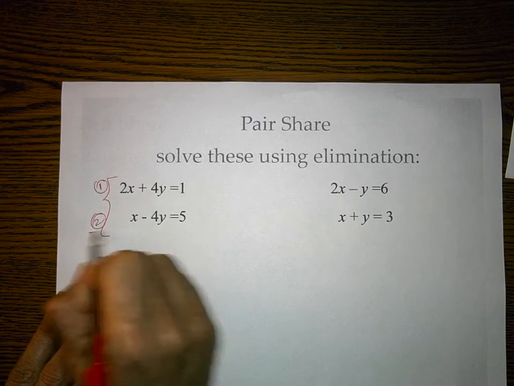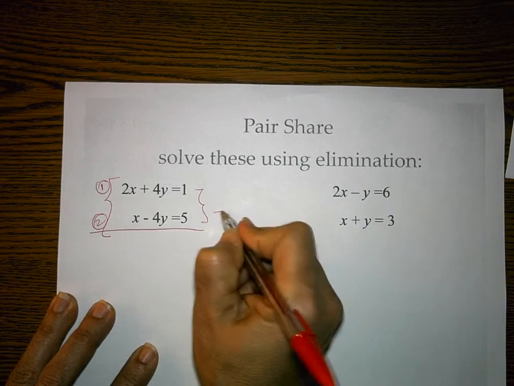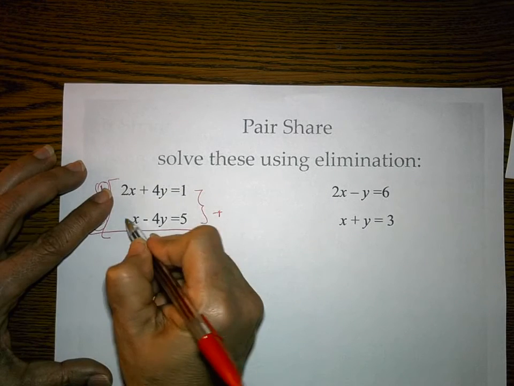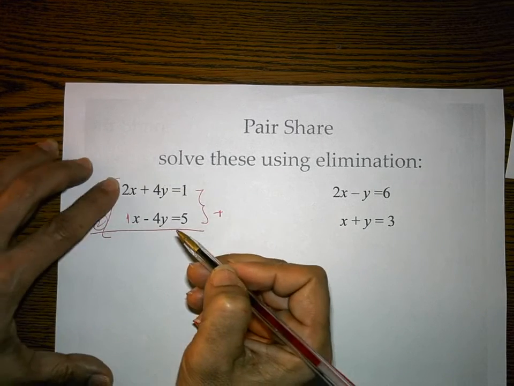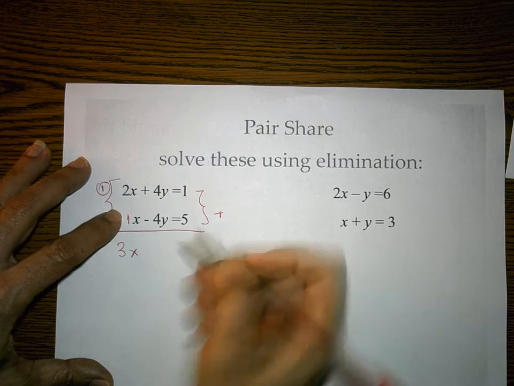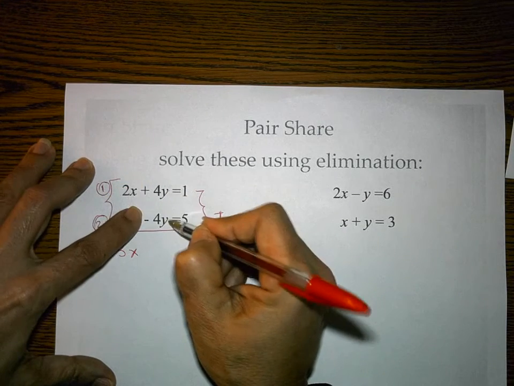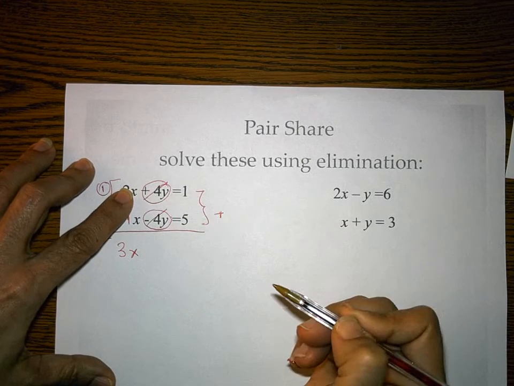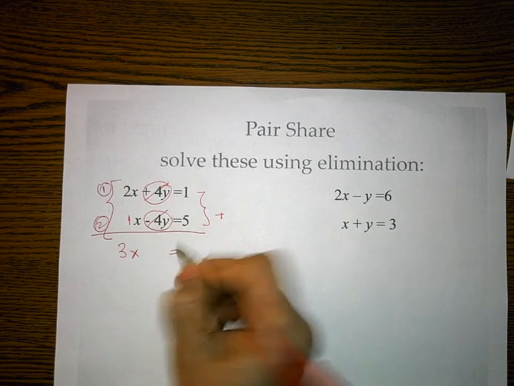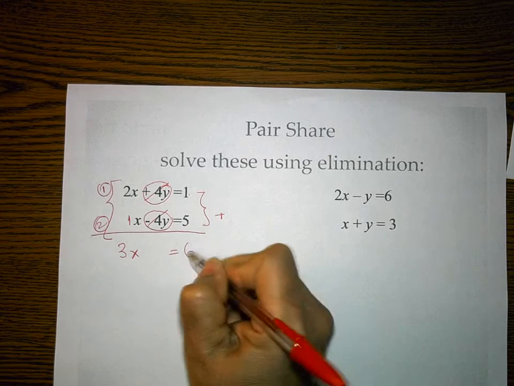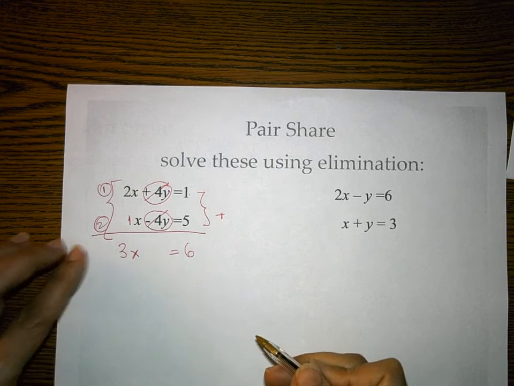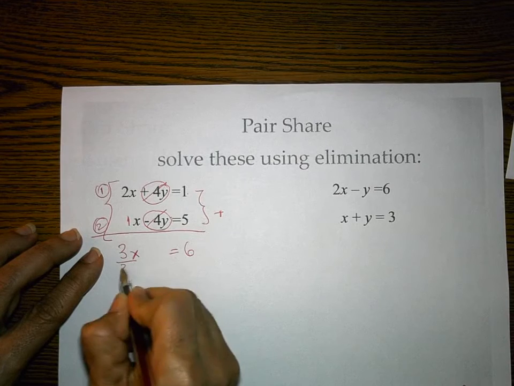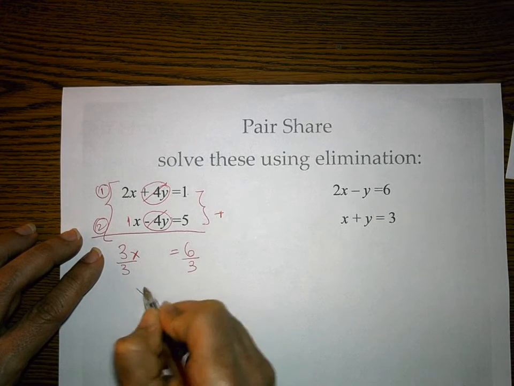If I add these two equations, because I see an opposite of each other, I'm going to get a 2x plus a 1x. 2 plus 1 makes 3x. A positive 4y with a negative 4y adds up to 0. So these are gone. They eliminated. But a 1 plus 5 equals 6. So we have 3x equals 6. I can divide both sides by 3. And we get x equals 2.